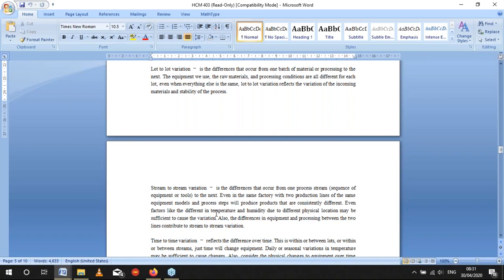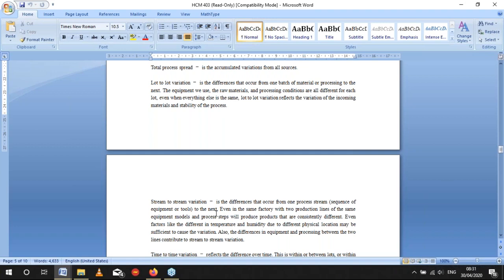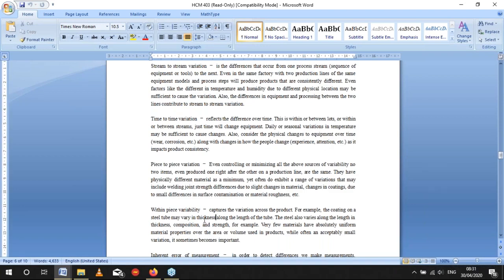Then the third one, time to time variation. This reflects the difference over time, within or between lots, or within or between streams. It can fall in between any of those two. Then the last type of variation here is piece to piece, P-I-E-C-E. It captures the variation across the products.